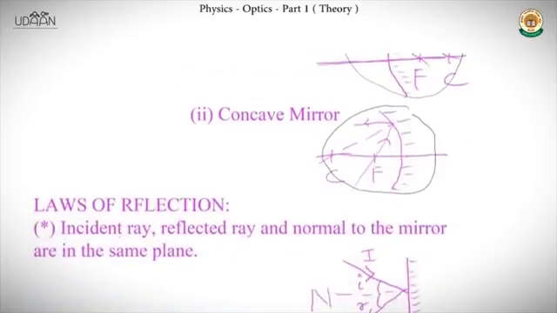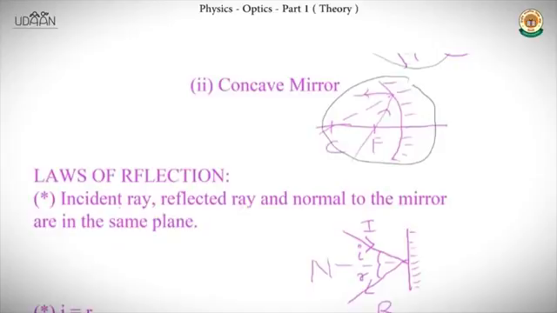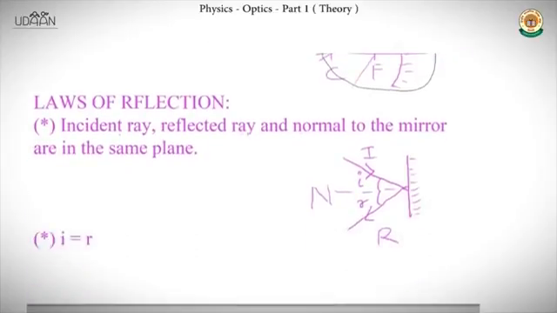Now we will move into the topic of laws of reflection. Laws of reflection basically state two important points: that the incident ray, the reflected ray, and the normal to the mirror all lie in the same plane, and the angle of incidence is equal to the angle of reflection.